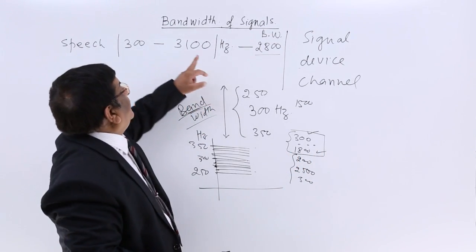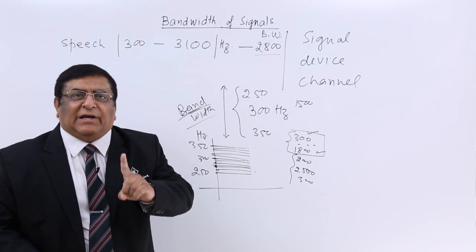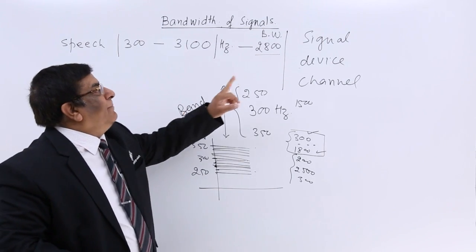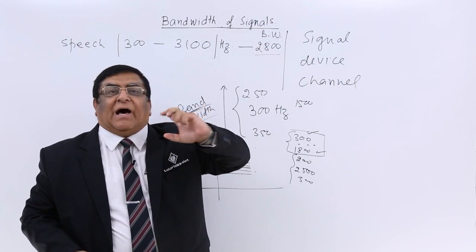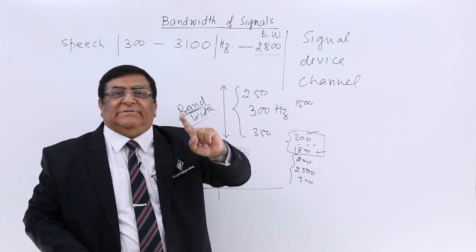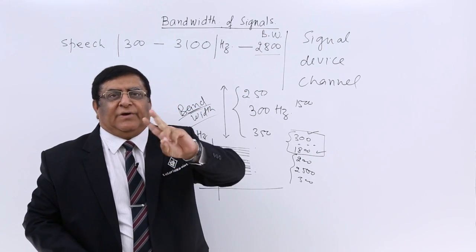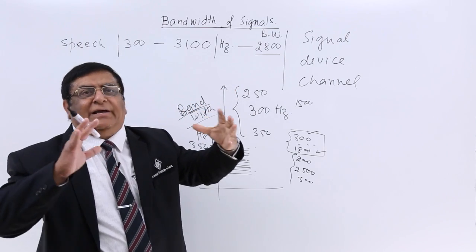So if you want to hear the real voice, the bandwidth of our device should be large or larger than the message signal. This is required. So we have done two things. Number one, every signal has got a bandwidth.